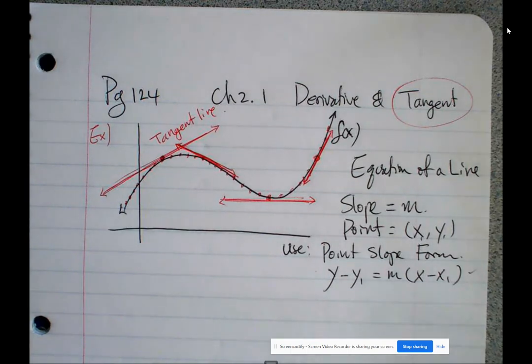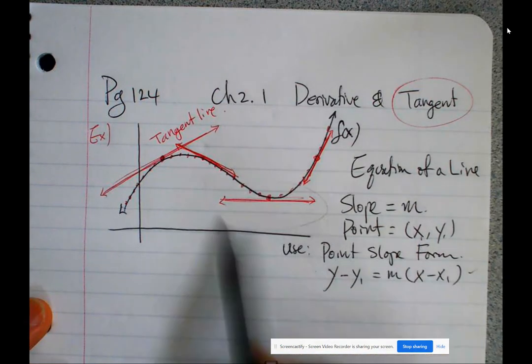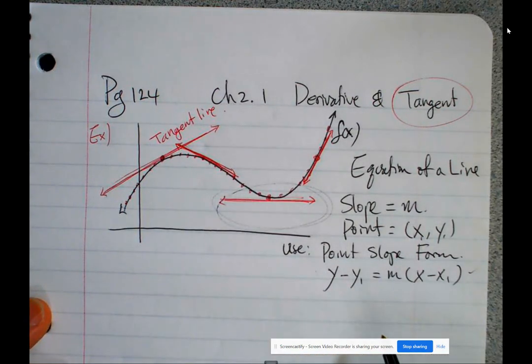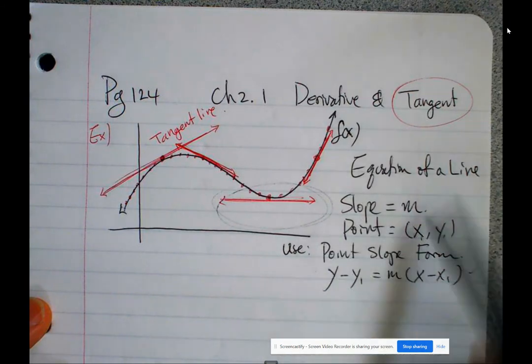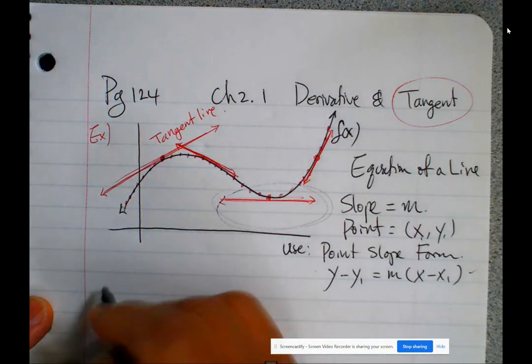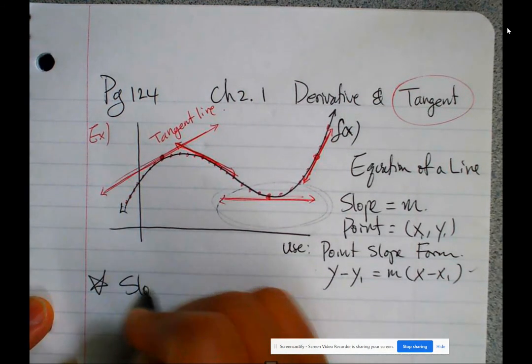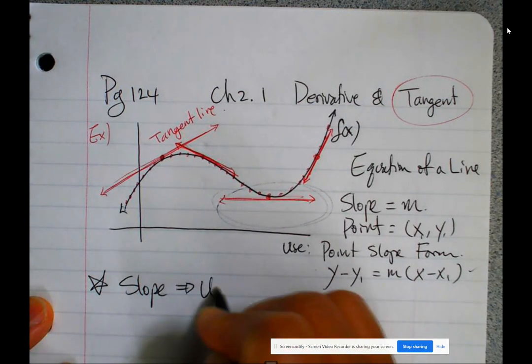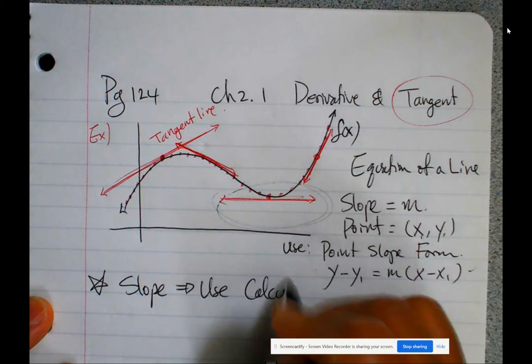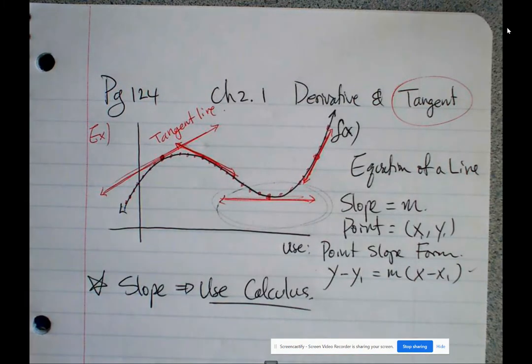All right, these are all review. We haven't even covered calculus yet. Those are some of the things that you need to know and use in this lesson. Are we clear? All right. So our goal is to find these things. But to find the slope, I'm going to put a star on this. To find the slope, we need to use calculus. That's the hard part. Okay?